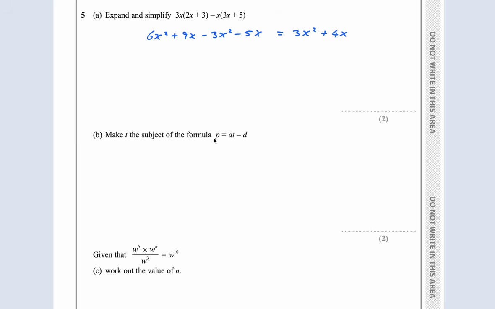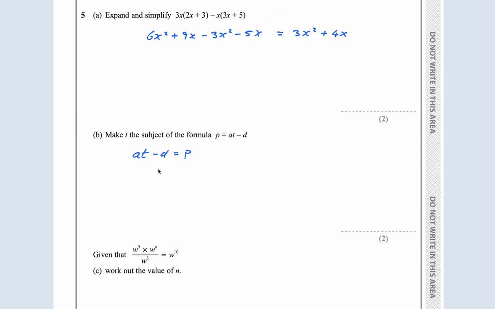Make t the subject of the formula. Okay, first I'm just going to swap these guys. I'm going to say at minus d equals p. I can definitely do that because if this equals this, then this equals this. And then I'm going to find t.